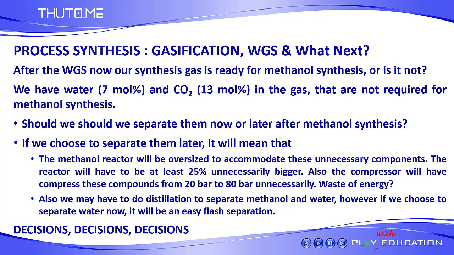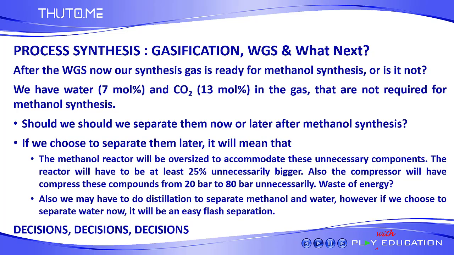Actually, it's 25%, because if you look at it from the inverse, it would have been 80% smaller. So if you make it 100%, it's 25% more. So if we choose to separate them later, it will mean that the methanol reactor will be oversized to accommodate these unnecessary components. The reactor will have to be at least 25% unnecessarily bigger. Also, the compressor will have to compress these compounds from 20 bar. Remember, our gas from the gasifier comes at 20 bar, and then we'll use the water gas shift at 20 bar as well. We'll not change that. Then to compress these 20% extra gases, we will need to oversize our compressor. We'll need to waste the energy on compressing them before we separate them.